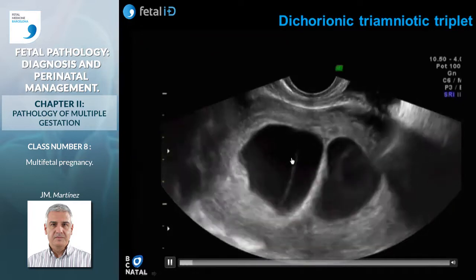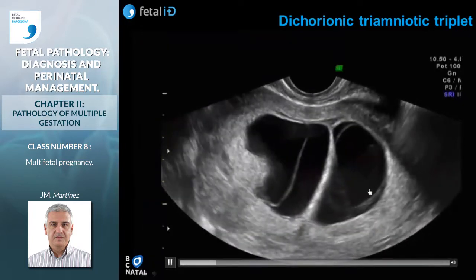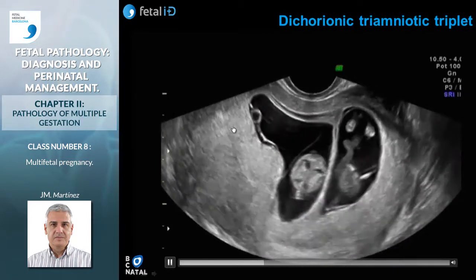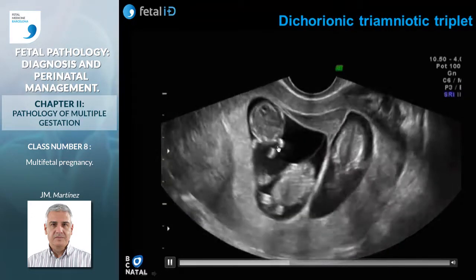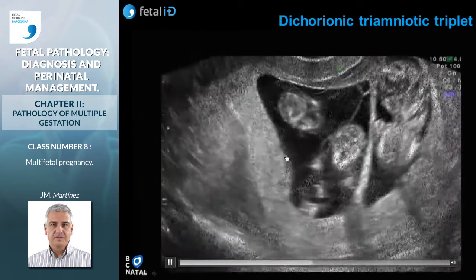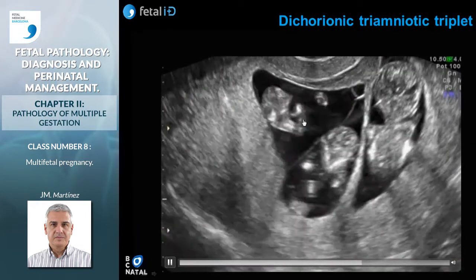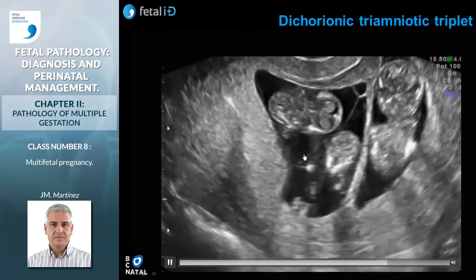This is a triple pregnancy in which we see a placenta, and then we see another placenta, and inside of it we see 2 monochorionic twins. Therefore, it will be a bichorionic pregnancy and another monochorionic pregnancy. It will be a triple, with 2 placentas and 3 amniotic membranes.